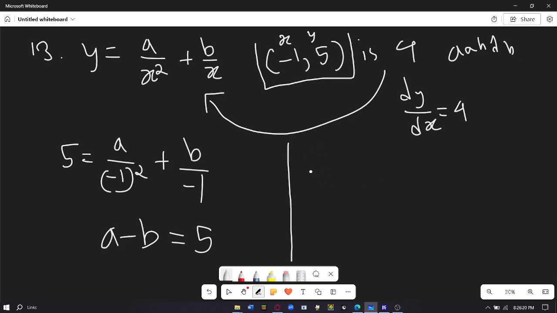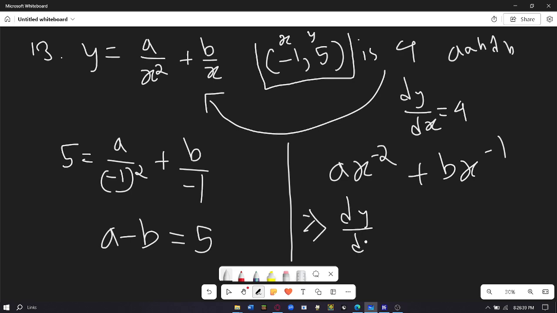That means let's solve the dy by dx of this variable. So first we bring it to the format ax to the power minus 2 plus bx to the power minus 1. Okay, now that we have that, let's solve. Firstly, we have dy by dx. So dy by dx is equals to, then we write it down, this whole part, which is minus 2a x to the power minus 3.